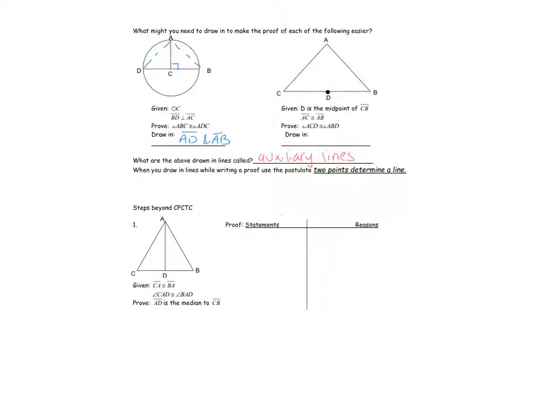If you look at the next picture, we've got, given that D is the midpoint of CB and AC is congruent to AB, we're trying to prove triangle ACD is congruent to triangle ABD. But again, we don't even have a triangle until we first draw in segment AD. When you do this in a proof, you need to state that you're going to draw in a line. So if you were doing your proof and you had some givens, and then you wanted to draw something, you would make a statement that says draw segment AD, and then for your reason, you would say 2 points determine a line.